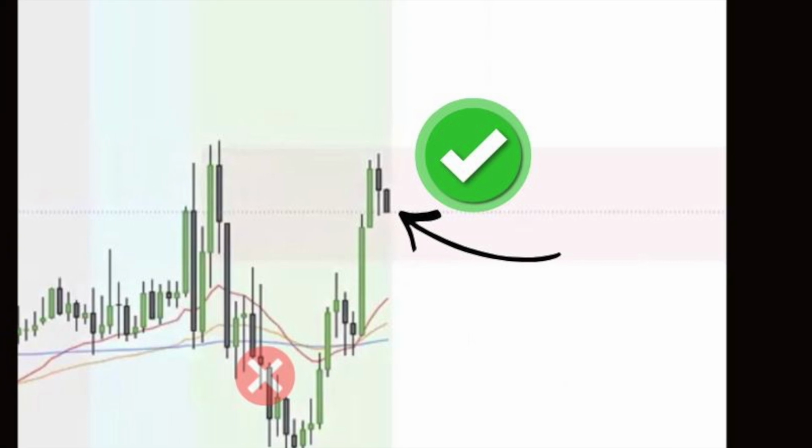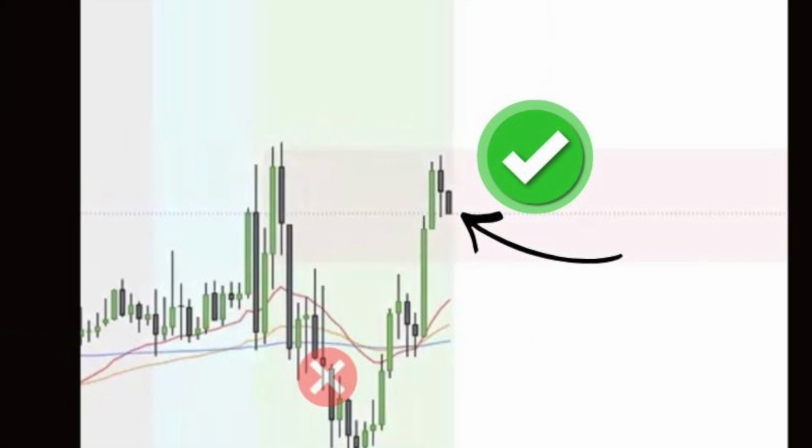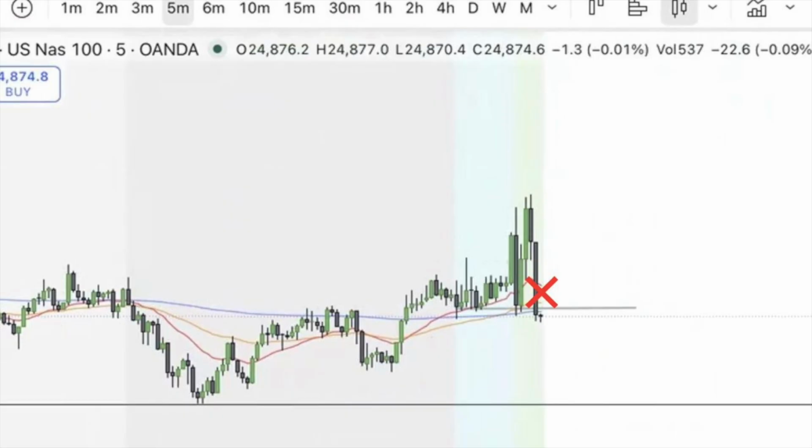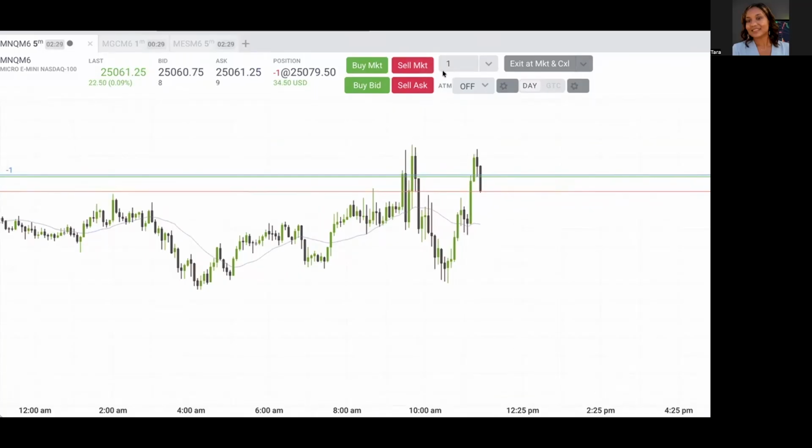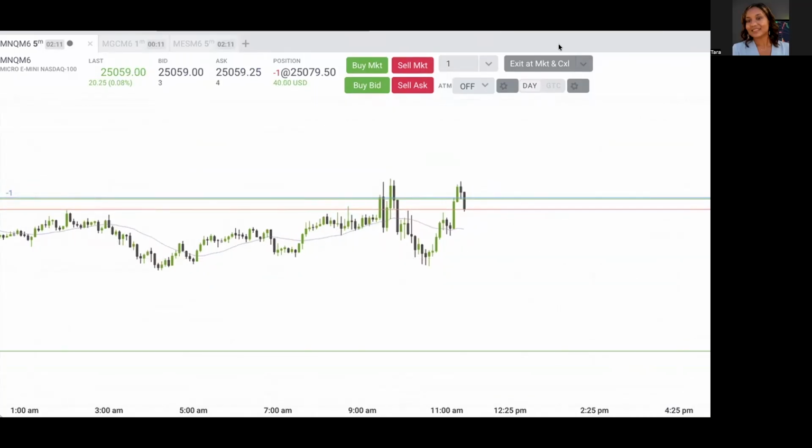Most traders don't struggle with strategy, they struggle with when to enter. Watch this. This is the early entry. This is the retest entry. Same setup, but the timing is completely different. And once you see this, your entries become a lot more consistent.